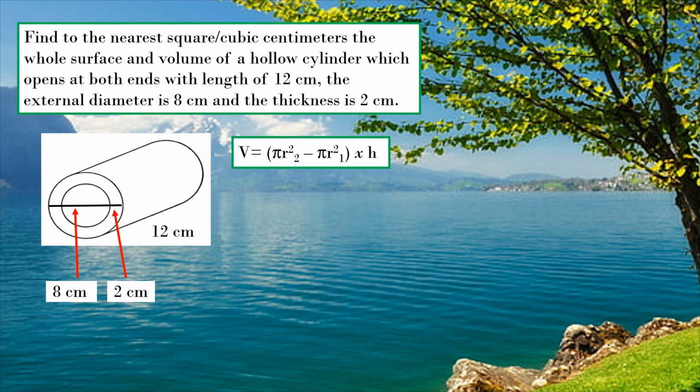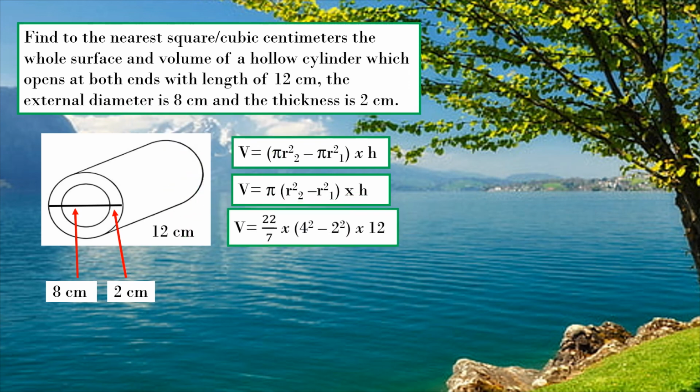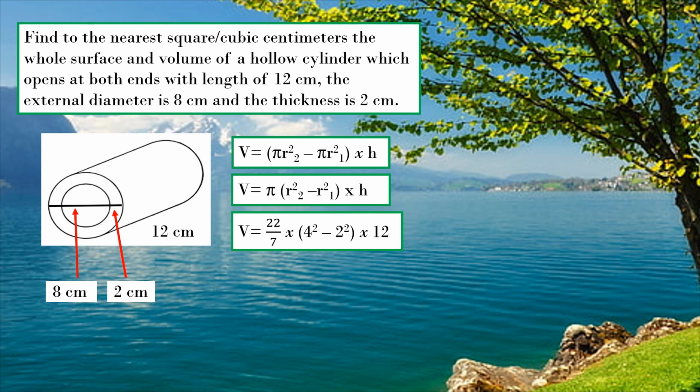Take out pi, so there you go, and then substitute all the values, pi, radius, and height. So there you go. The final answer is 453 cubic centimeters. Did you get it right?